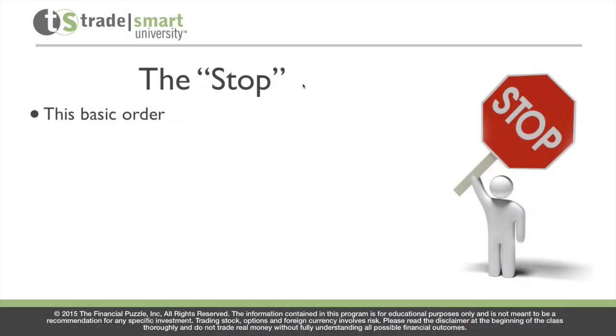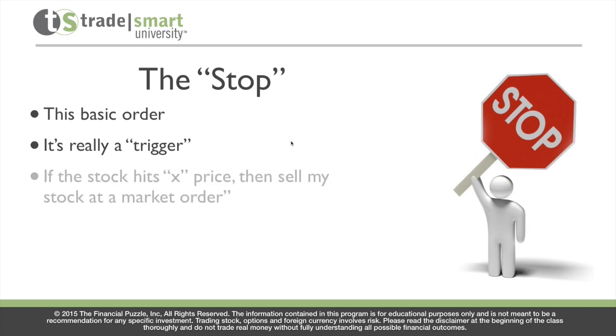So let's start here with the basic stop order. This is the basic order that we would call a stop. And it simply is, in its most basic form, a trigger. A trigger is a type of order that says if you meet this criteria, then trigger this trade. Well, the stop order is basically a trigger. It says if you meet this criteria.